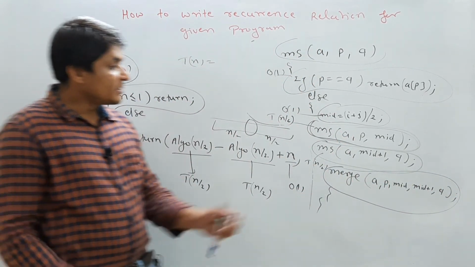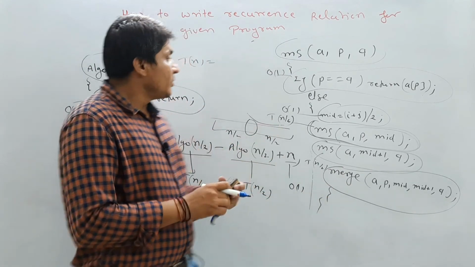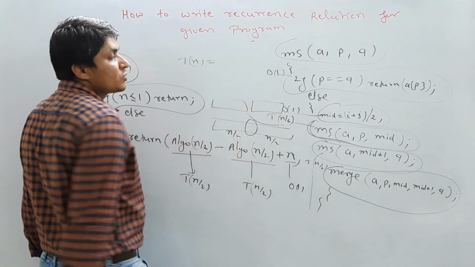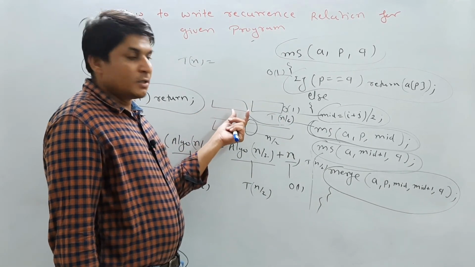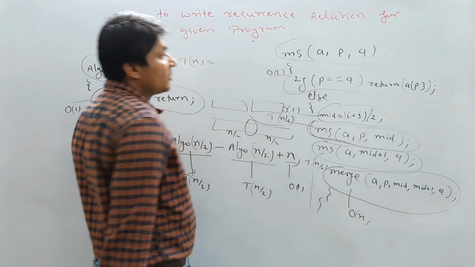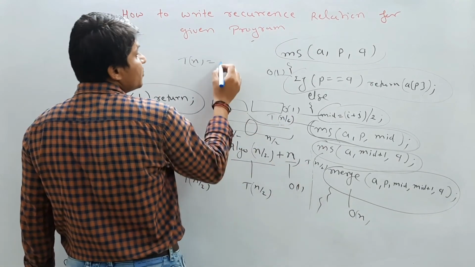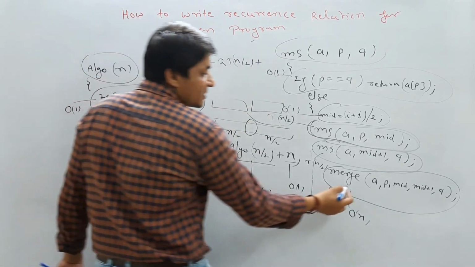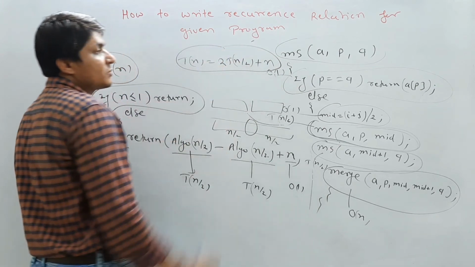It is similar to partition. Merge procedure means you have two sorted sub arrays and you are just comparing all the elements, so again it will take order of n time. If you write the recurrence relation, this is T of n by 2 and this is also T of n by 2, so it becomes 2T of n by 2 plus the merge procedure time, which is n. This is the recurrence relation of merge sort.